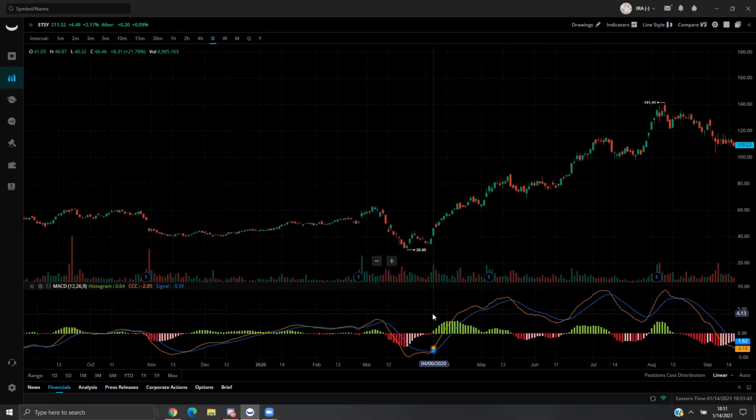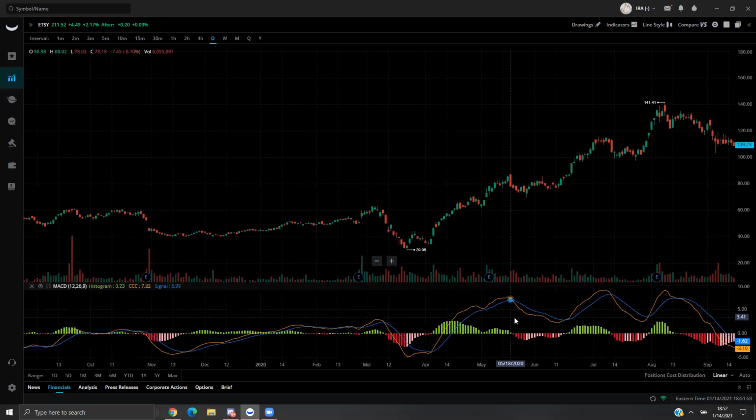And it can really help you identify the entry points and the possible exit points of any swing trade or a day trade. It's very useful for you to interpret that data in a meaningful manner, and that's exactly what the MACD can help you do.